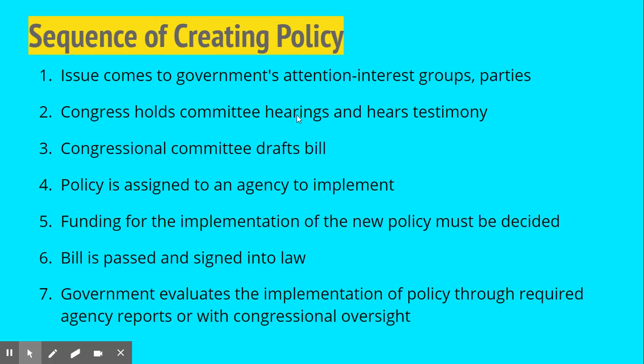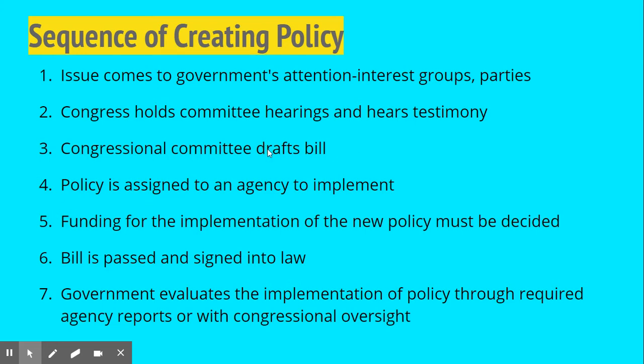Then Congress holds committee hearings and hears testimony about whatever the subject might be. Then a bill might be drafted, and usually these bills are actually drafted by those interest groups or the special interests that are trying to get the bill passed. They will actually write the bill for the committee member or for the congressman or senator, and they will introduce that bill on their behalf, right?